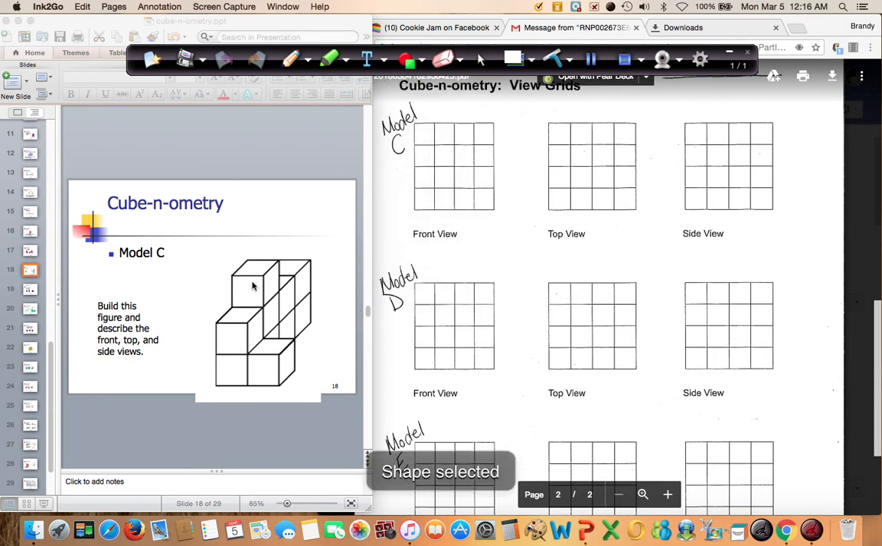Alright, Model C. We are going to look from the front. So that means I'm standing here and I'm looking this way. Okay, this is my front. I can tell it goes 1, 2, and remember, even though this guy's back here, you're still going to include it in this picture. And then it comes up here. So I know it is 3 blocks high. So I'm going to come over here and draw 3 blocks.